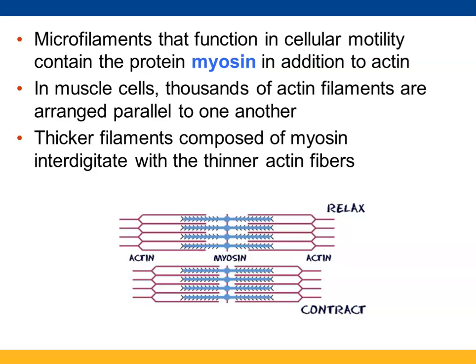So microfilaments that are involved with motility will also have myosin along with actin. So we see these in our muscle cells. The actin filaments are arranged in a parallel setup to one another, and then the myosin fibers are going to be between those thinner actin fibers. And you can see when they are relaxed, it allows those actin fibers to spread out. And then when they contract, the myosin helps to bring them closer to one another.